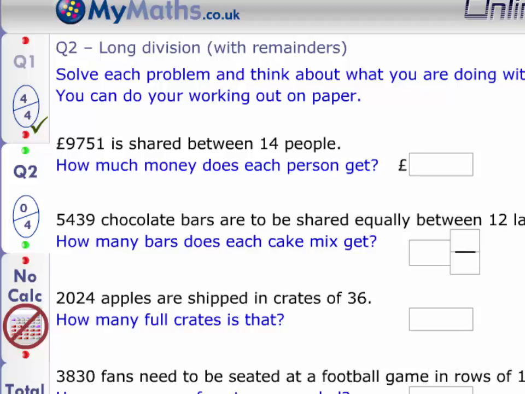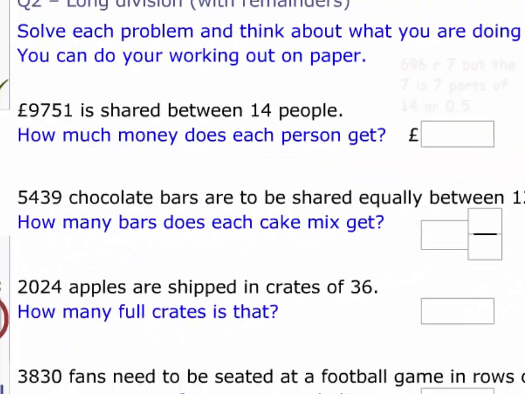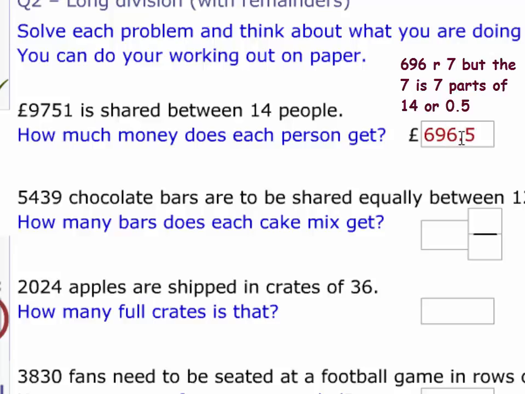However, if you look at the actual text next to the box you're going to put the answer in, it says the answer is a decimal. So in fact, the answer is going to be 7 over 14. The remainder was 7, but it's 7 divided by 14, which is 0.5. So my actual answer is going to be 696.5.